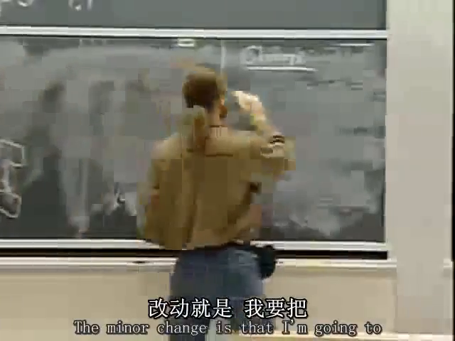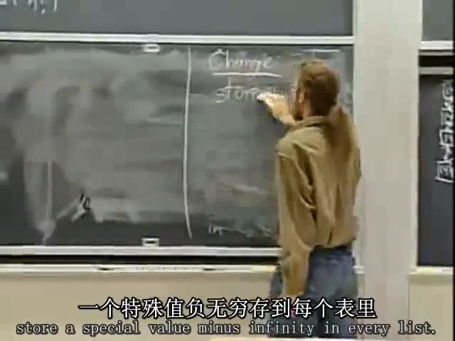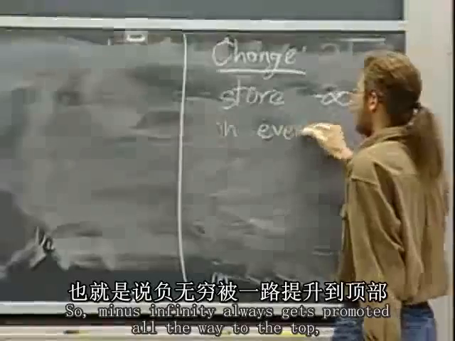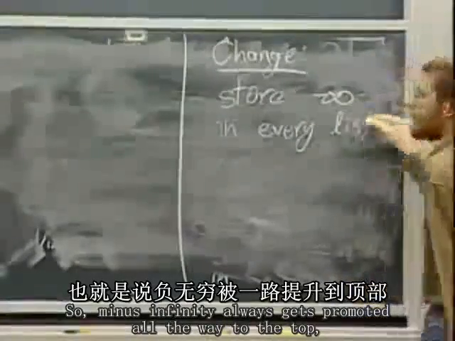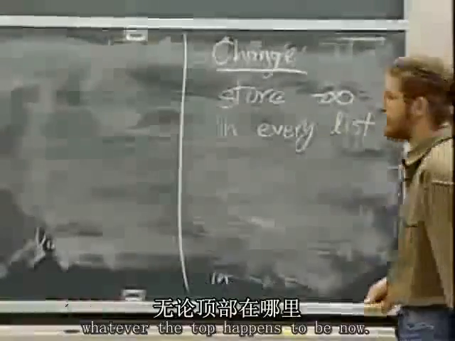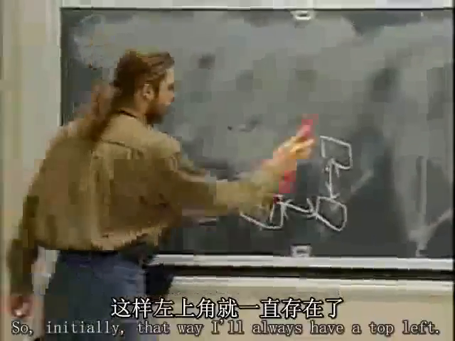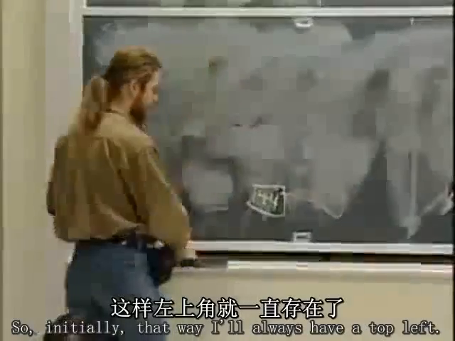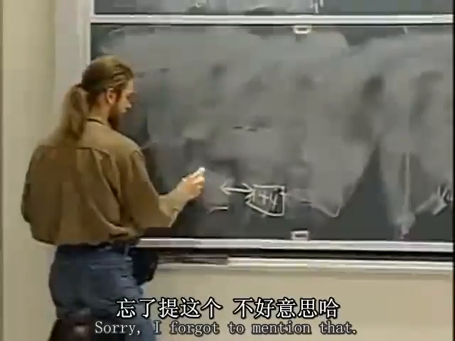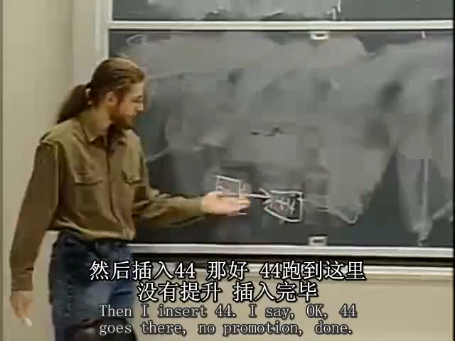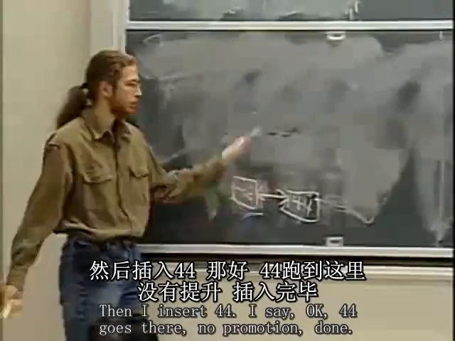The minor change is that I'm going to store a special value, minus infinity, in every list. That will make sure minus infinity always gets promoted all the way to the top, whatever the top happens to be now, so that I'll always have a top left. Sorry, I forgot to mention that. So initially I'll have just minus infinity, then I insert 44, say. 44 goes there, no promotion, done.